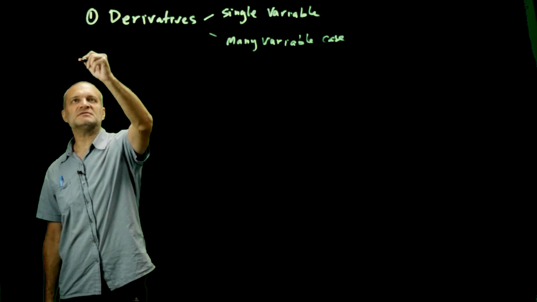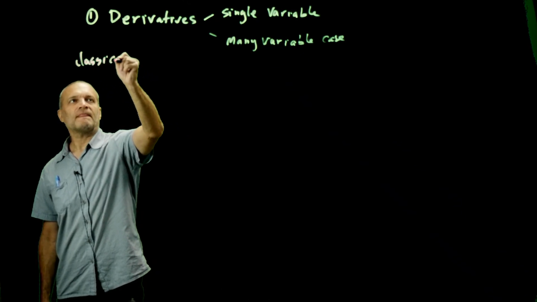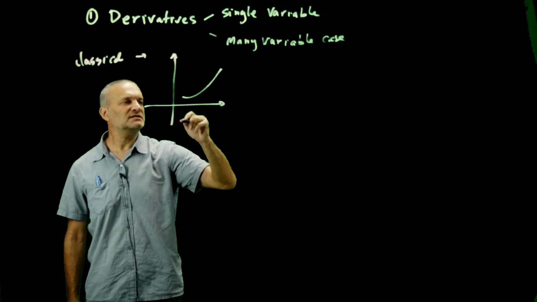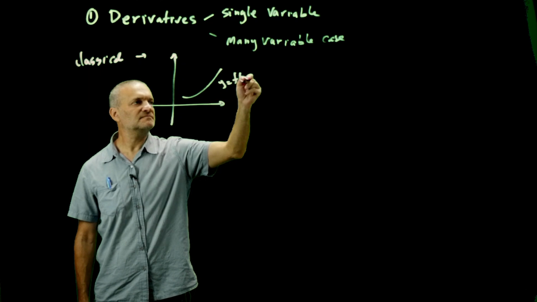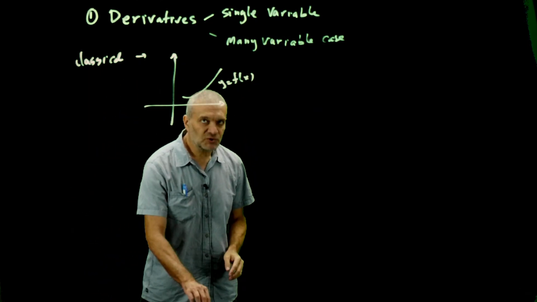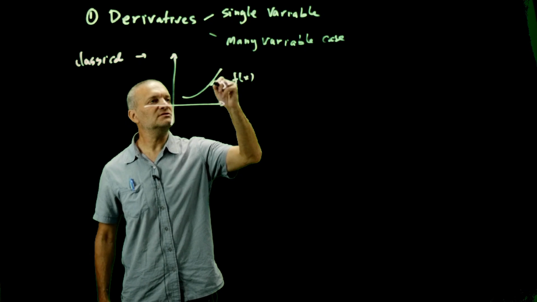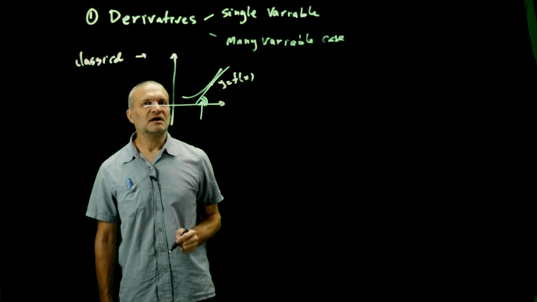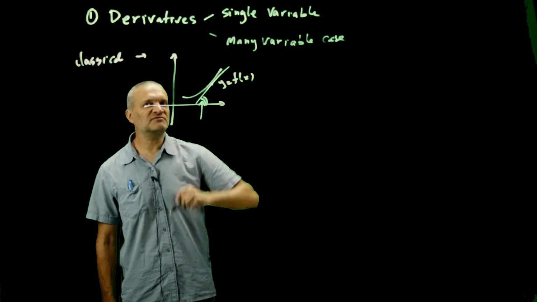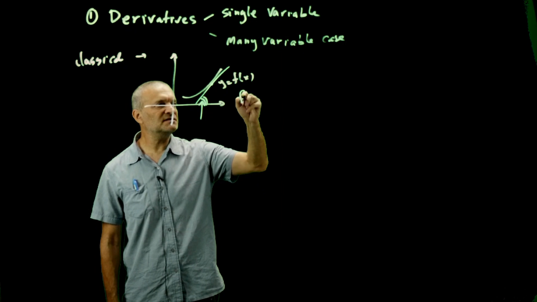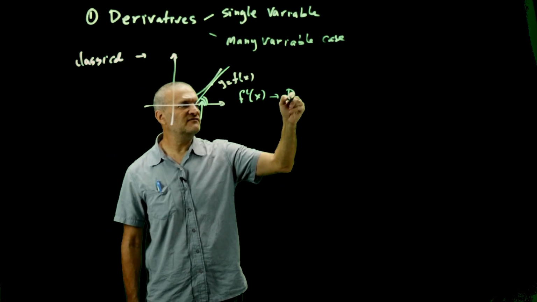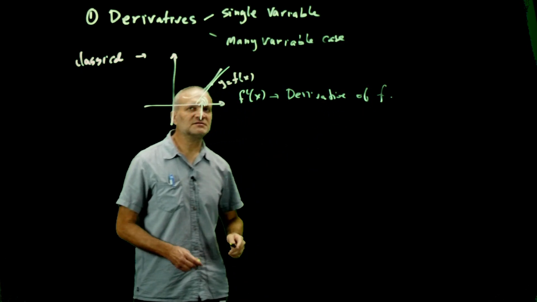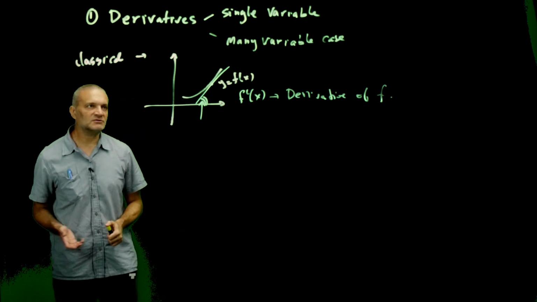Okay, so the classical definition: if you have a graph, let's say this is your graph, y equals f of x. What you want to do is have a tangent at this point to the graph, and then you ask yourself, what is the slope of the line? And the slope of the line will be exactly f prime of x, the derivative of f. Now, this is the classical definition. This is what you are going to see in every calculus class.